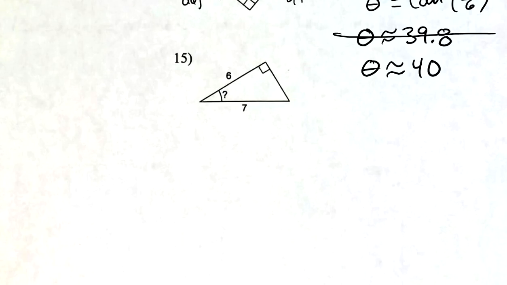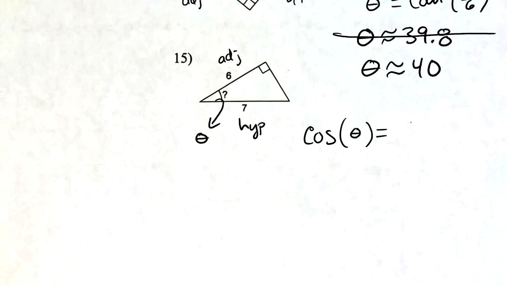For number 15 here, you can see this is the hypotenuse, and this is the adjacent leg. And here is my angle theta. This is what I'm solving for. So adjacent and hypotenuse, adjacent over hypotenuse, that's the cosine ratio. So I'd say cosine of theta is equal to adjacent over hypotenuse. And then therefore theta would be the inverse cosine of 6/7. And you can figure that out.